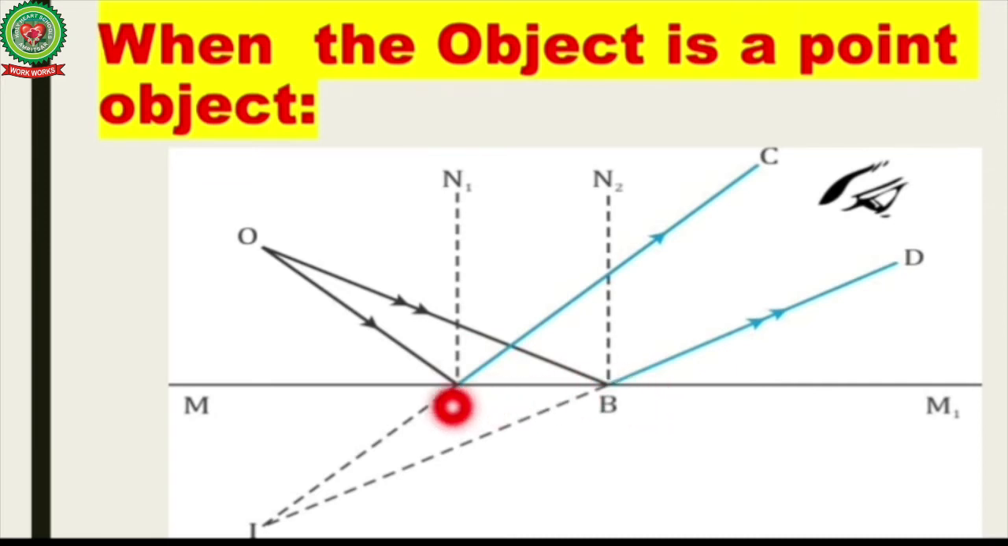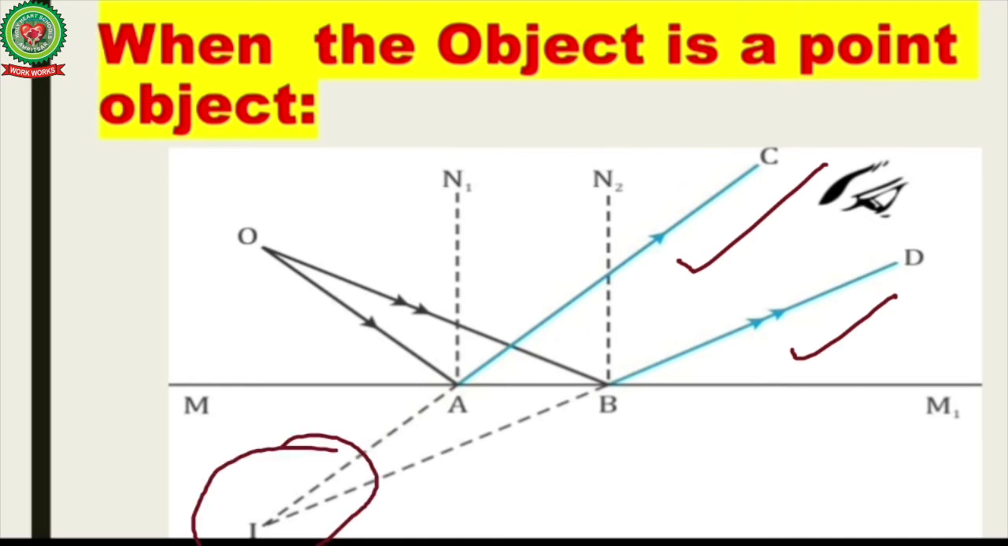Now the incident rays get reflected along AC and BD respectively, with the angle of incidence equal to the angle of reflection. Students, after reflection, the rays AC and BD do not converge, do not meet at a point when seen from a point between C and D. These rays appear to come from a point I behind the mirror. So extend these rays backward so as to meet at a point I behind the mirror.